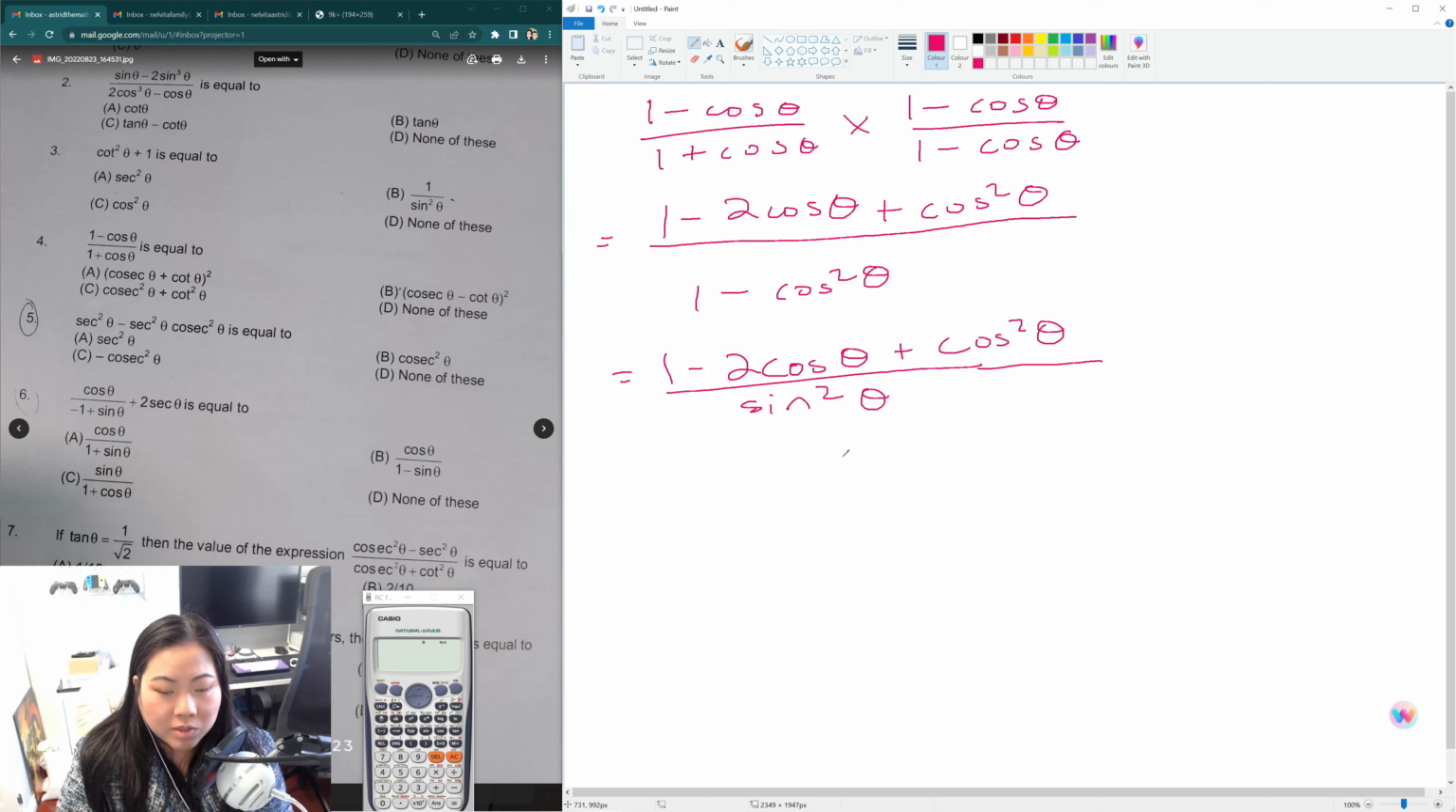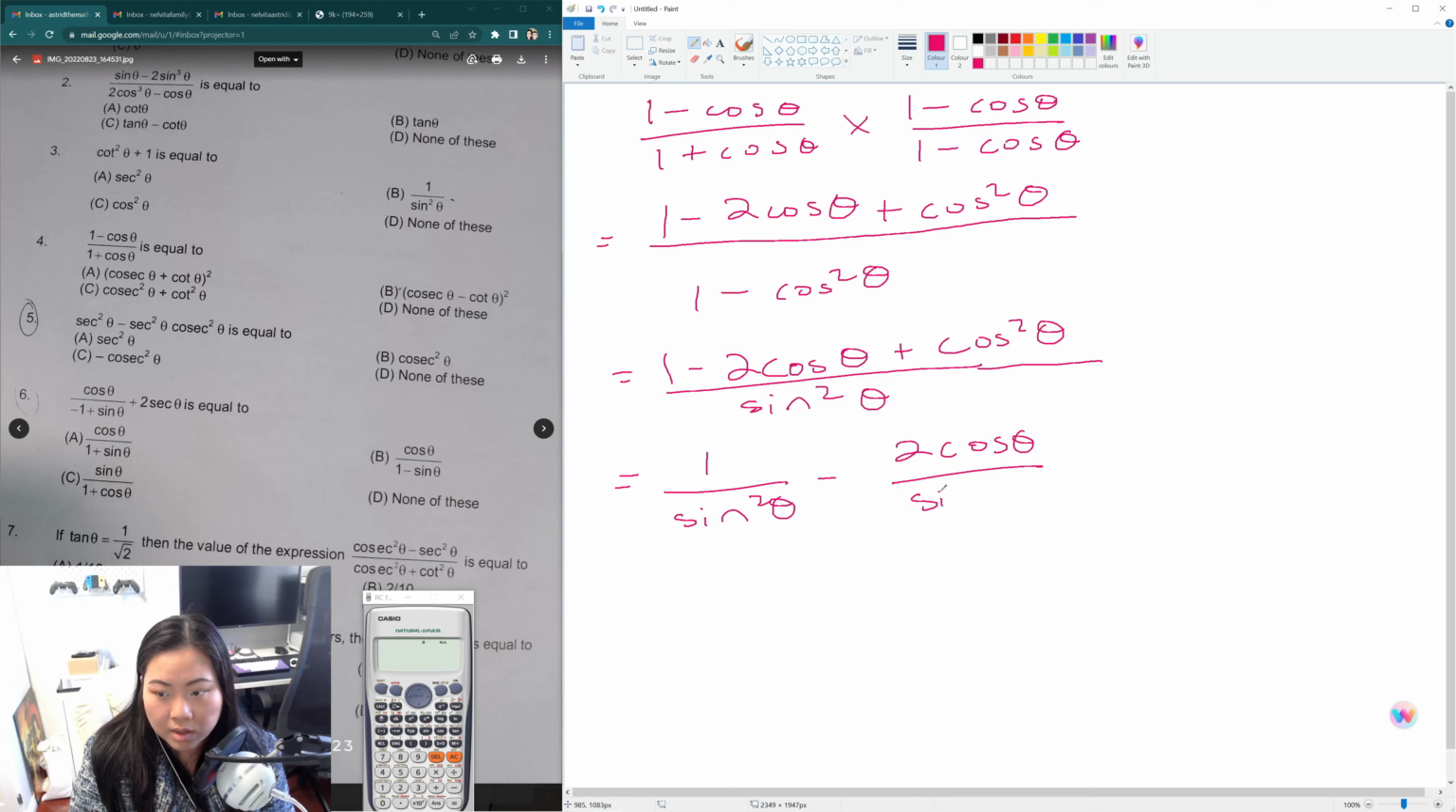Now, because I've been doing this for so long and so many times, I've had a lot of practice to be able to spot that this is actually the expansion of B. It's not C. I'll show you. Hold on. So, I'm going to split up these fractions to become 3 fractions. I'm going to have 1 on sine squared theta minus 2 cos theta on sine squared theta plus cos squared theta on sine squared theta.